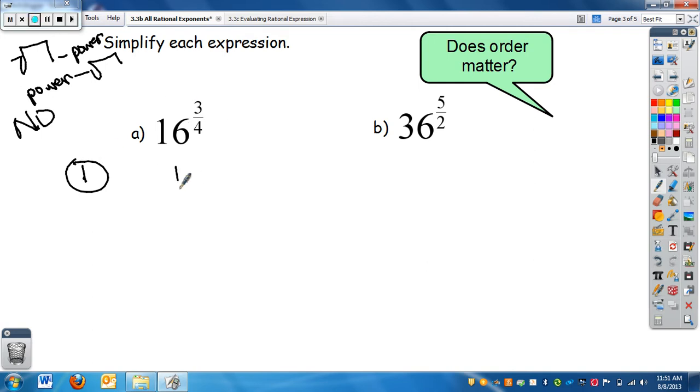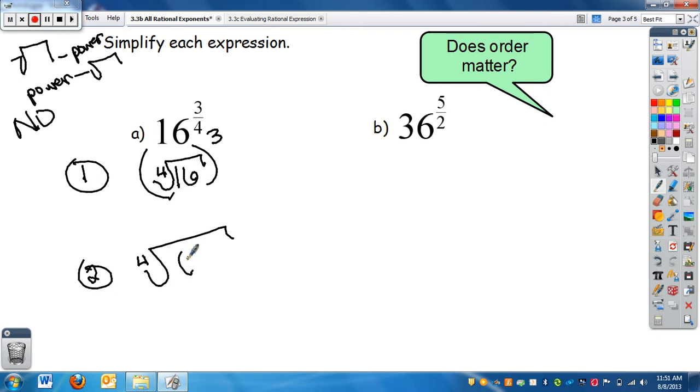So I can write this as the 4th root of 16, and then I can cube it, or the other way is that I can cube it and then take the 4th root of it. Alright, so let's see which one is easier. If I do the 4th root of 16 and I want to break this down, that's 2 times 2 times 2 times 2. So this is 2 cubed, which is 2 times 2 times 2, which is 8 as my final answer.